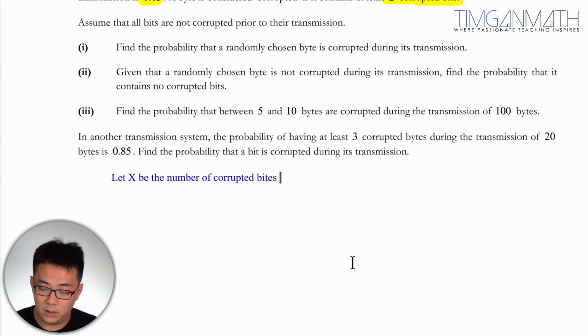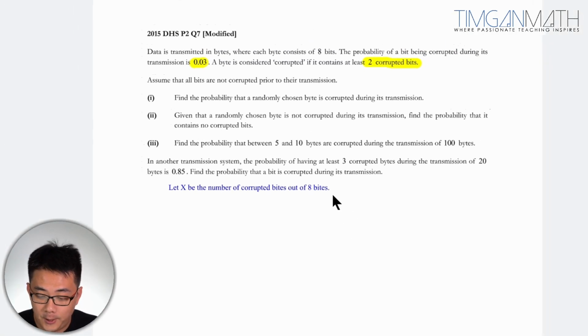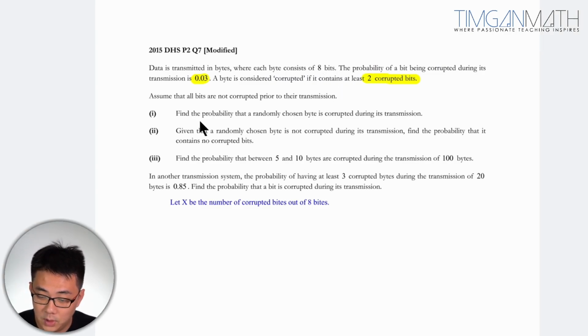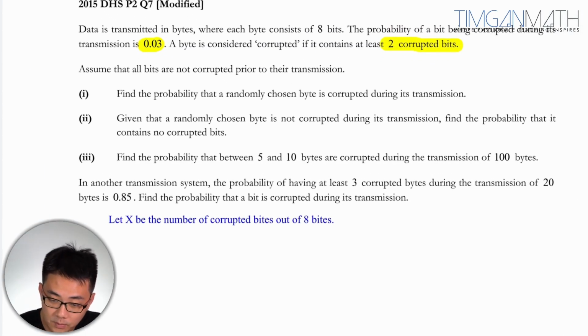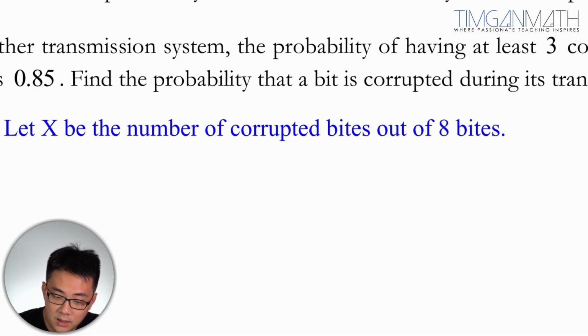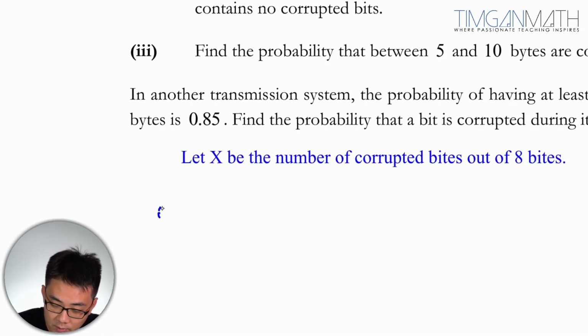out of 8, because every 1 byte has got 8 bits. So a randomly chosen byte has got 8 bits. Every 1 byte has got 8 bits. So the first part should be quite okay. The first one will be the required probability.